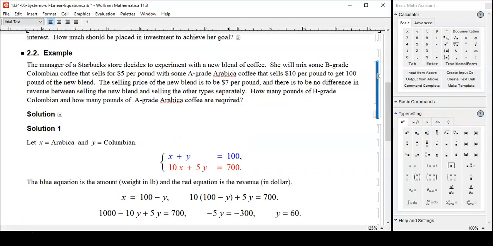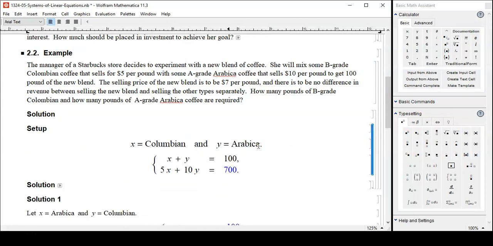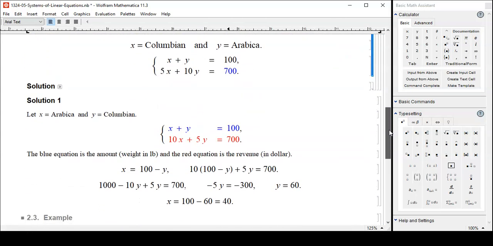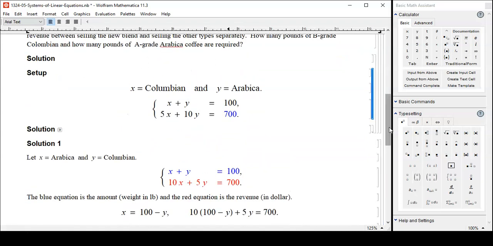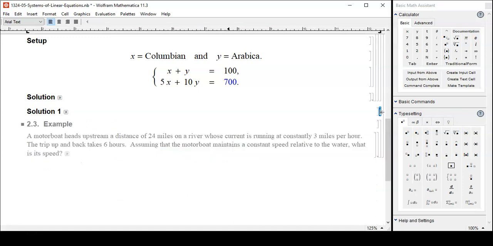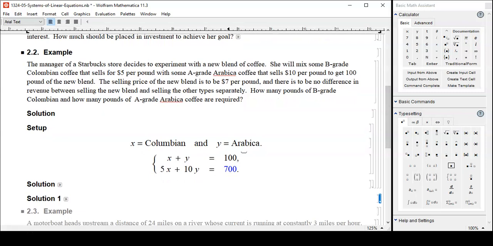What should I do here? In the setup, I used Colombian as X and Arabica as Y. Okay, let's stick to that. So don't look at this any further. That'll just confuse you. Colombian is X, Arabica is Y.